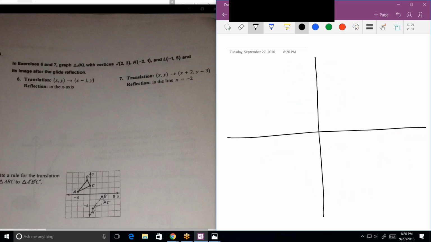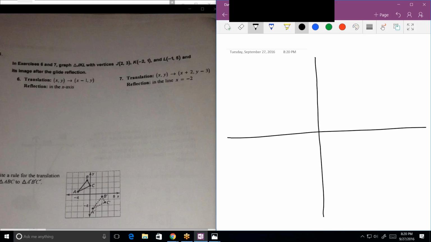Since we only have about 10 more minutes left, would you rather do a different one? Well, no, I just want you to give me a quick, brief explanation of what it means when it says reflection in the line x equals -2.